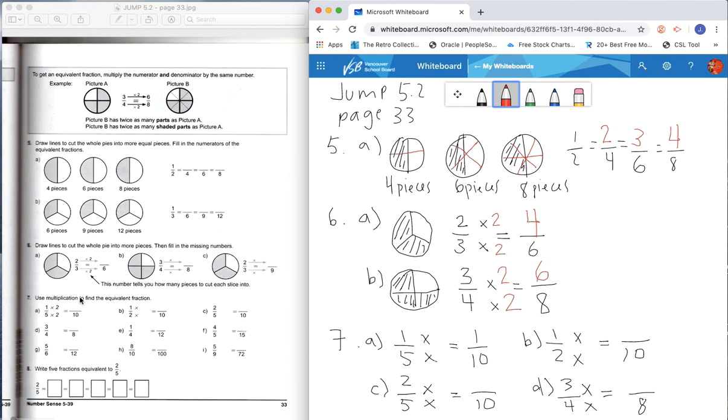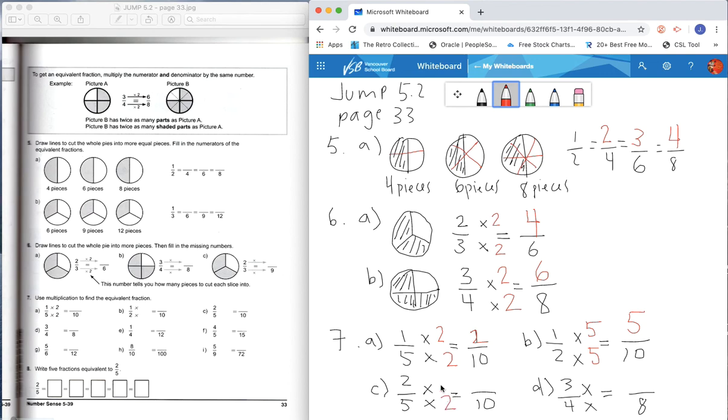Okay, so 7. Use multiplication to find the equivalent fraction. So they give you a fraction. They give you the denominator for every single one. And so you have to ask yourself, for example, 7a. 5 times what equals 10? 2. So whatever you do to the bottom, do to the top. So it should be 2/10. B. A half times what gives you a fraction with the denominator 10? So 2 times what? 5. And 5 at the top. So 5/10.